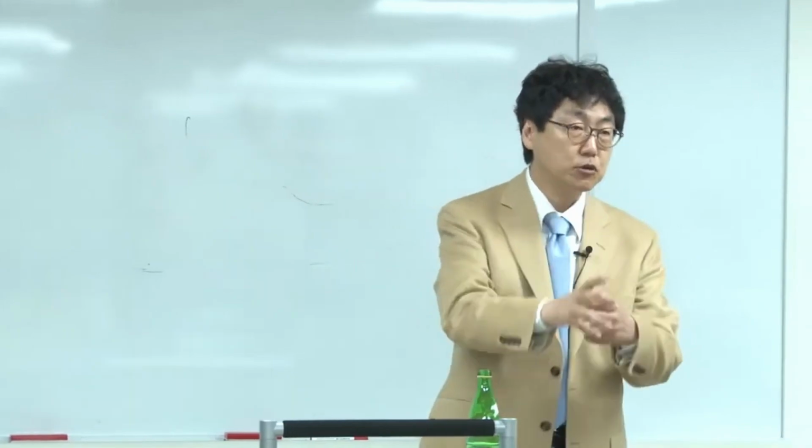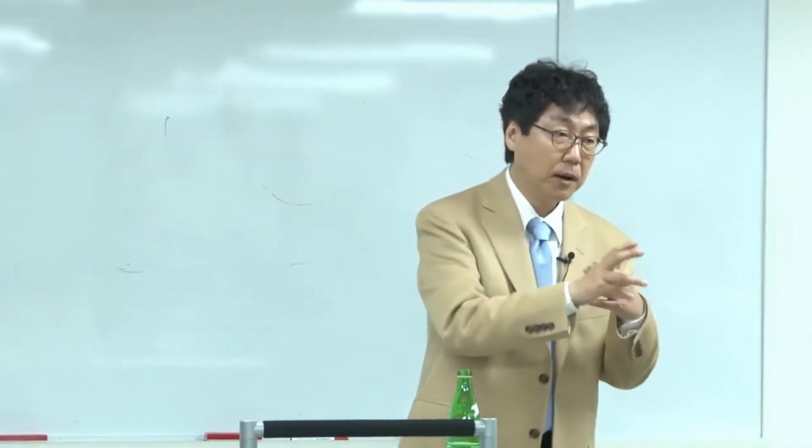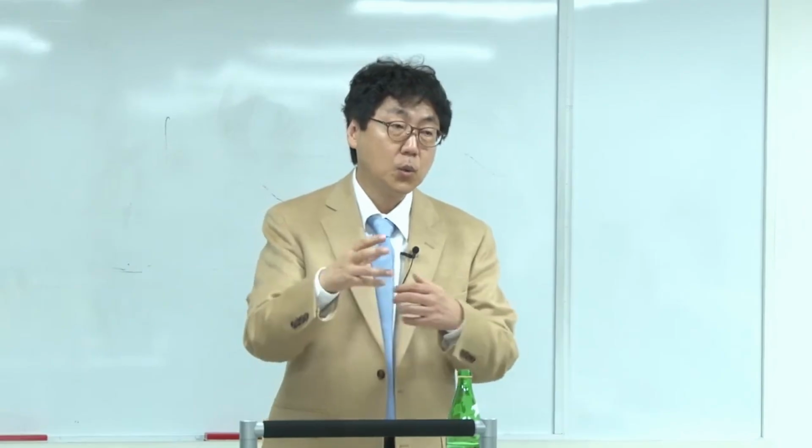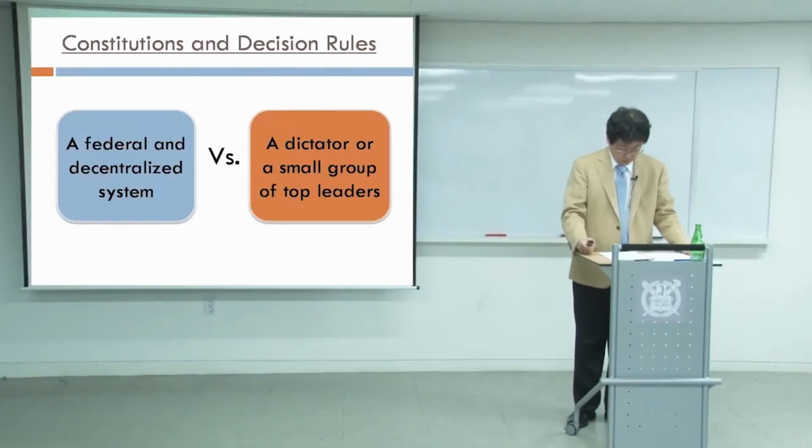So decision rules are important. Here decision rules mean policy making rules are important because what we need to spend and whom we need to approach become different depending upon different decision rules. Let's push a little bit further today.